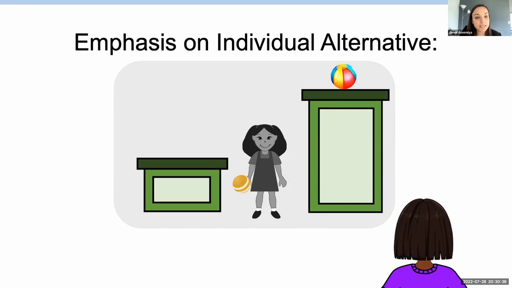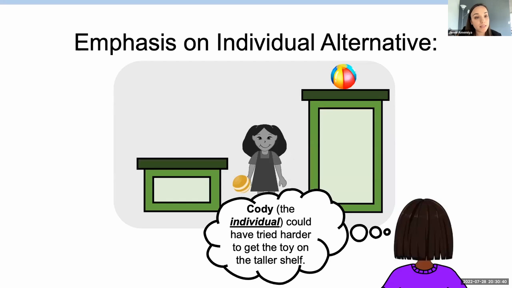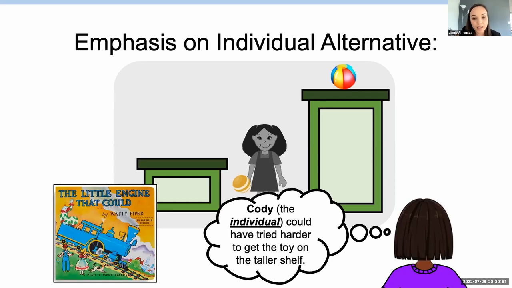However, what if instead children had the following alternative in mind? That Cody, the individual, could have tried harder to get the toy on the taller shelf. So many stories that American children and adults are exposed to, such as The Little Engine That Could, include messages about persistence, hard work, and defying the odds that may put this kind of alternative at the forefront of children's minds. And persistence is not just seen in children's storybooks, but it is also commonly celebrated.